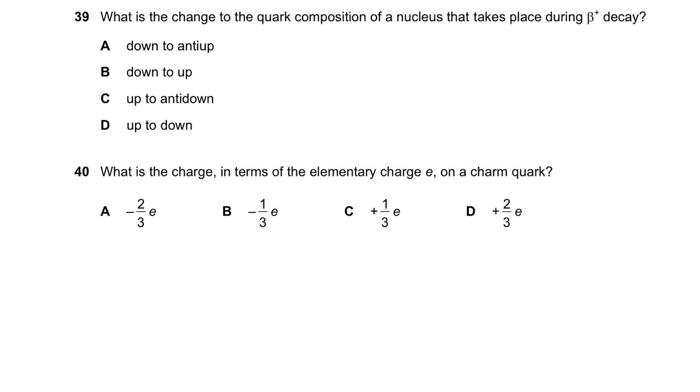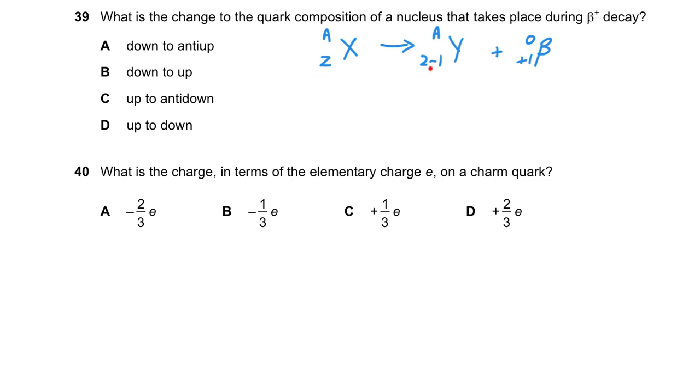Question 39 says, what is the change to the quark composition of a nucleus that takes place during a beta plus decay? So during a beta plus decay, let's form an equation. Let's say you've got a nucleus X with a nucleon number A and a proton number Z, and it decays into Y plus a beta particle. For the equation to balance out, Y should have a nucleon number of A and a proton number of Z minus 1. Now what I've noticed is that there is a decrease in the number of protons.